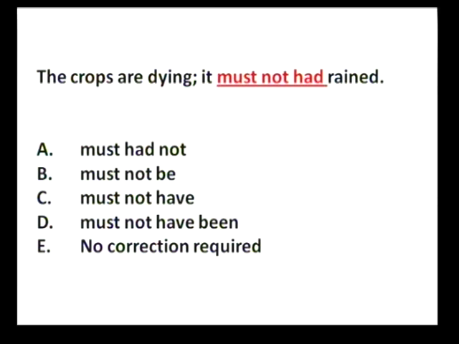The crops are dying, it must not had rained. Options: it must had not, it must not be, it must not have, I'm sorry, it must not have been. Now have been is incorrect because it's rained here, right? So the correct answer is C. It must not have rained.